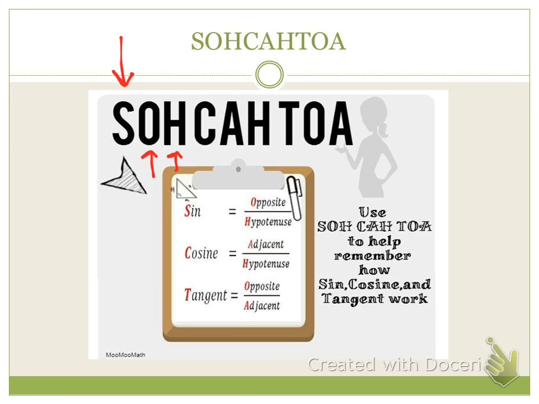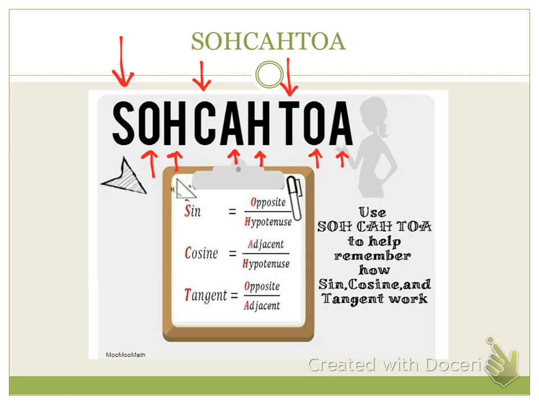Also remember that we're dealing with right triangles for all of these, and you'll see that in the next example. Then we have C for cosine, and cosine is adjacent over hypotenuse, which you see in this fraction right here. Then we have tangent. T stands for tangent, and tangent is opposite over adjacent. We see that in the fraction there.